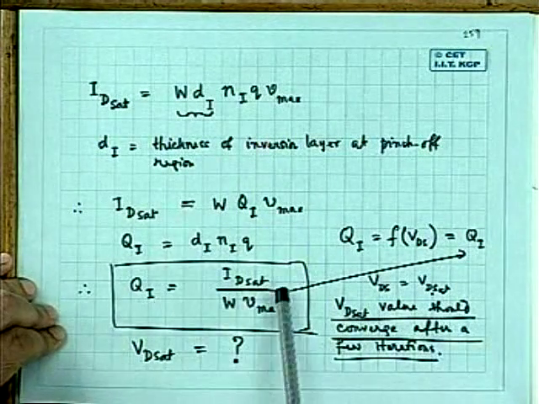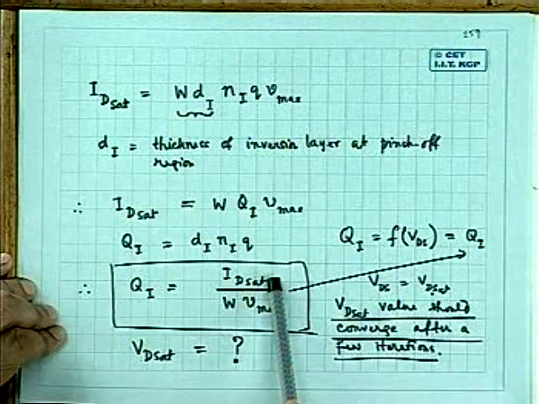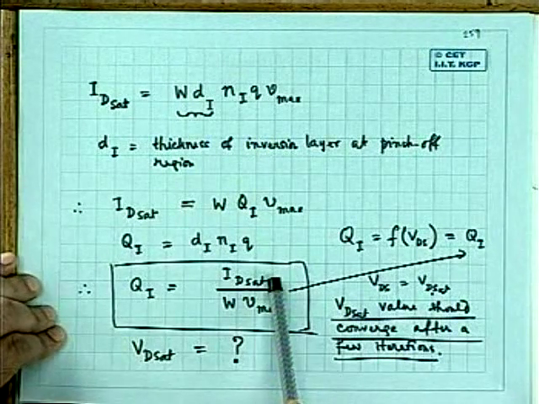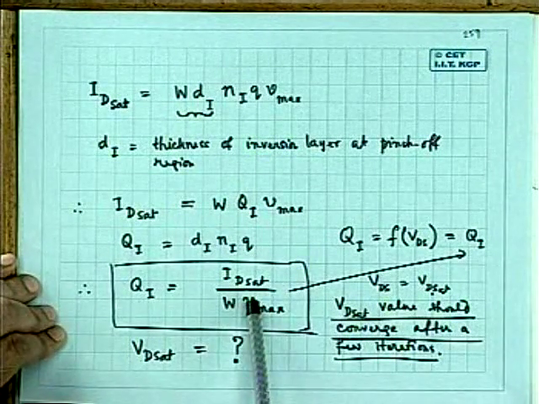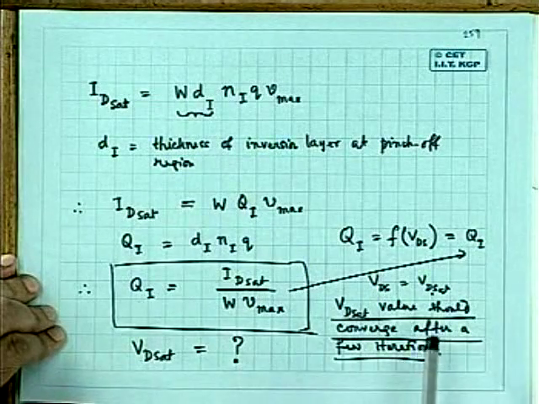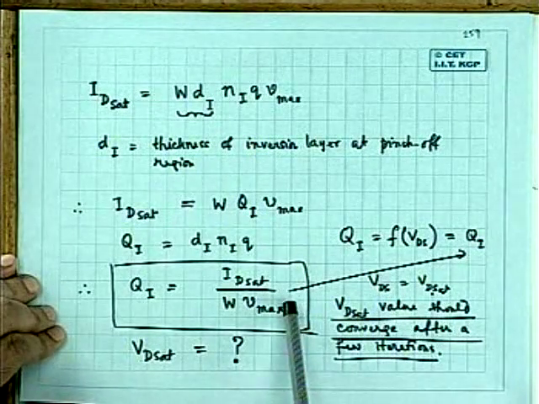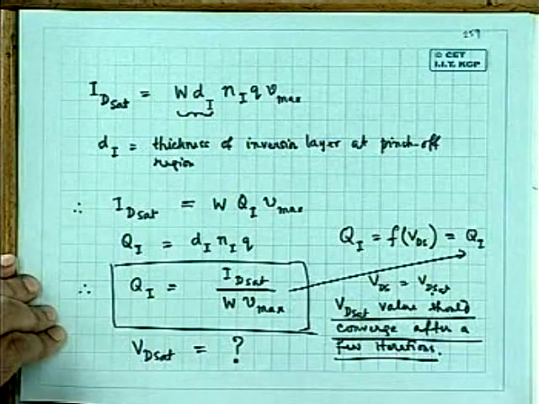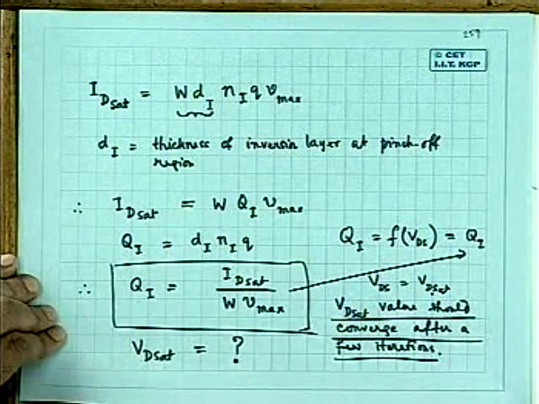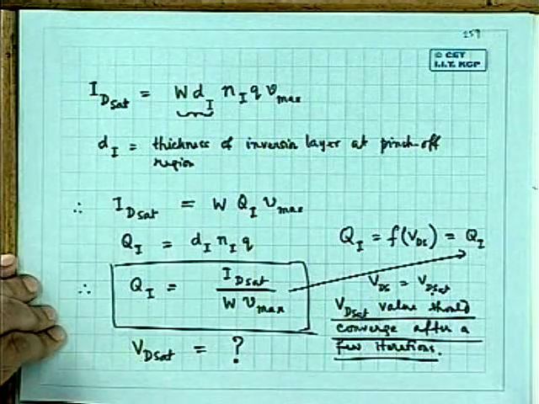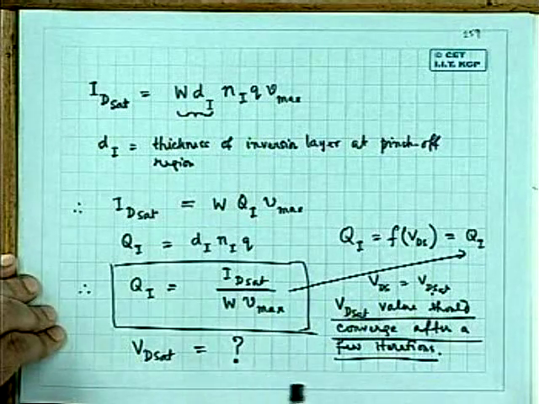This value is obtained initially assuming the approximation that qi is equal to 0. So I get this, I solve the equation to get VD set, and from that VD set, using the linear region expression, I get ID set. Once again, I iterate.